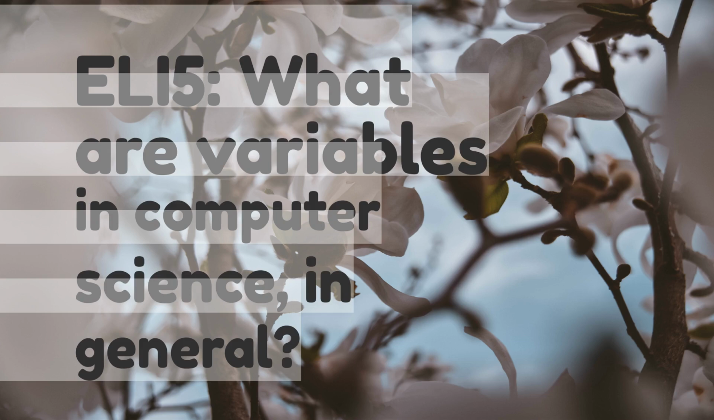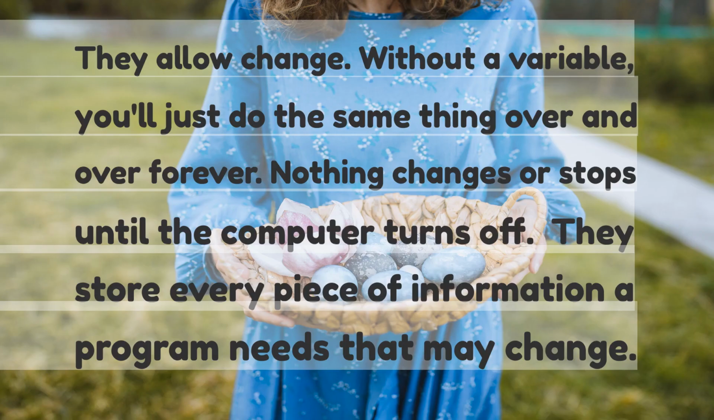ELI5. What are variables in computer science, in general? They allow change. Without a variable, you'll just do the same thing over and over forever. Nothing changes or stops until the computer turns off. They store every piece of information a program needs that may change.